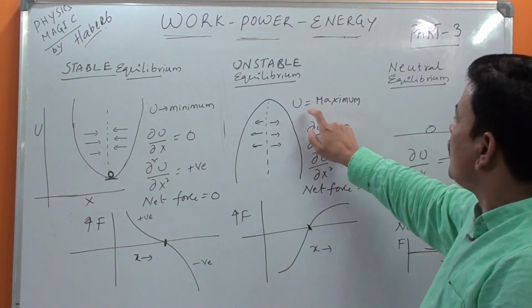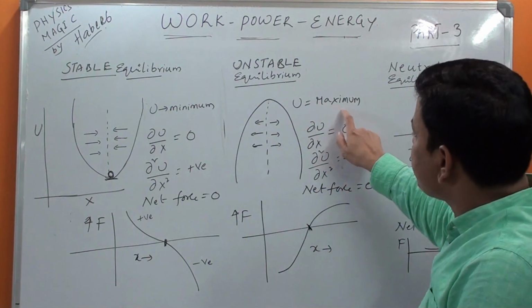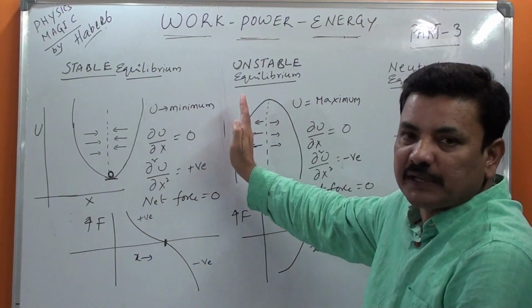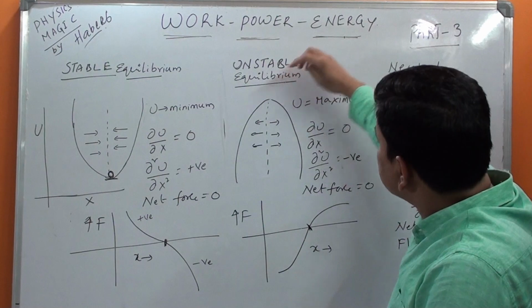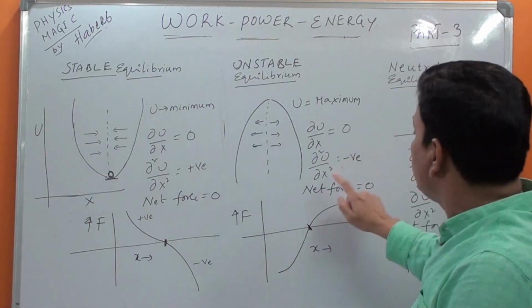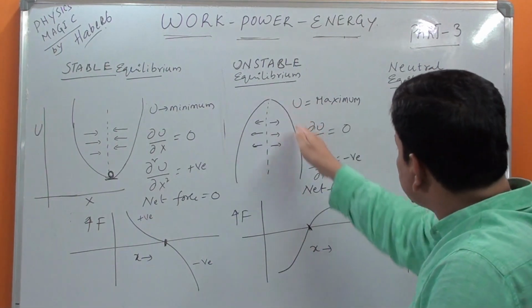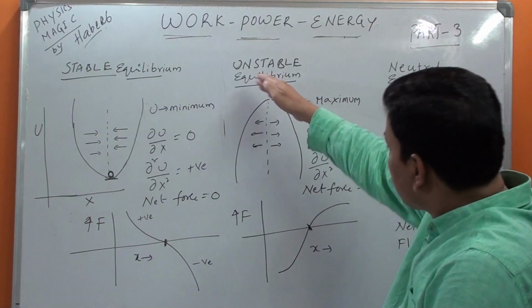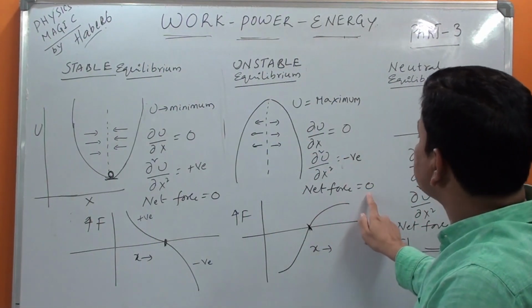Then similarly you go to unstable. Here U is maximum. Look at that here. It goes up, this is the second part of the graph. So it goes up, it is maximum here. Then dU by dx is equal to 0 here also. The second order differentiation of this one is negative because it is coming down. So it is negative. Net force is equal to 0.